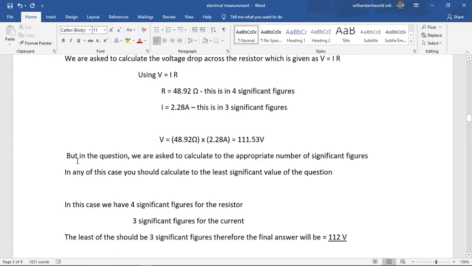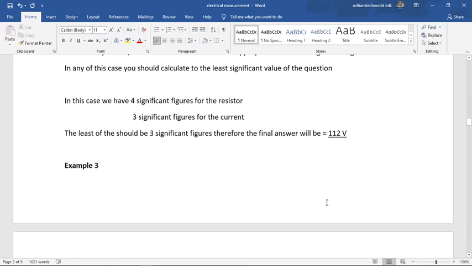You can see from my notes, I said that, but in the question we have to calculate the appropriate number of significant figures. In any of these cases, you should calculate to the least significant figure in the question. So in this case, we have one with four significant figures, and one with three significant figures. So the least of this should be three significant figures. So our final answer should be in three significant figures. And since the digit here is 5, we approximate it up to 1, and then we add it to this, we have 112 volts.